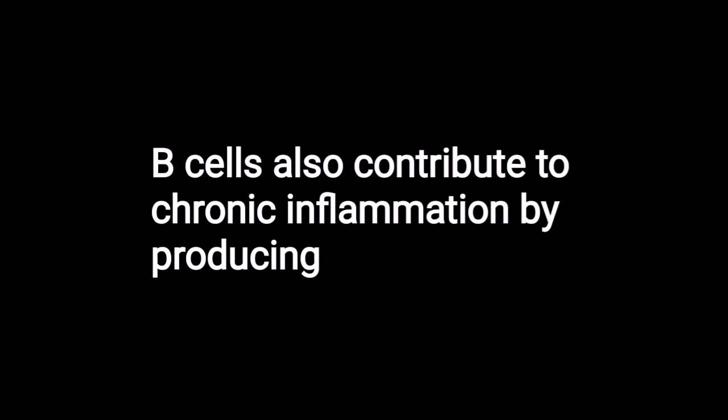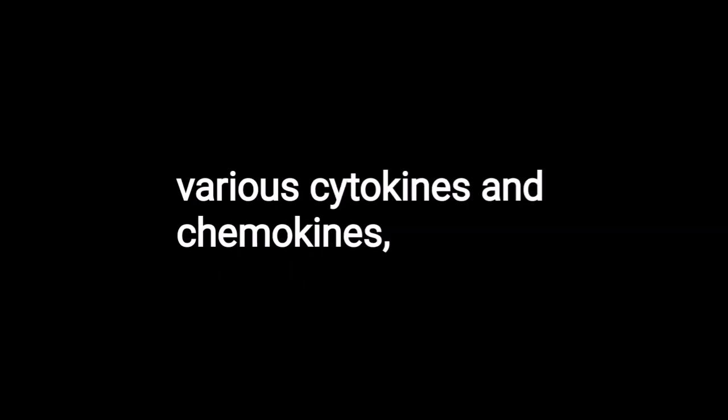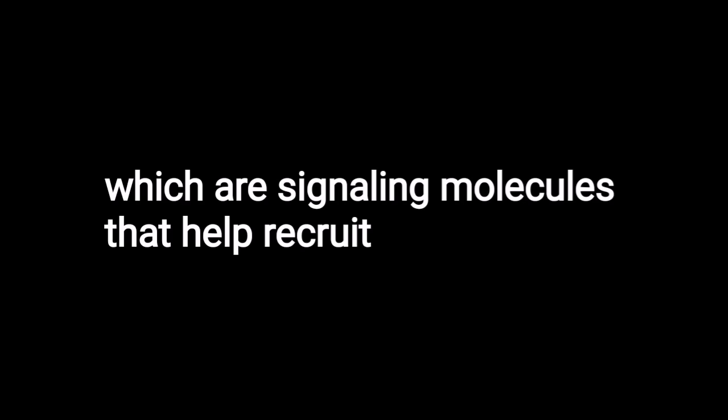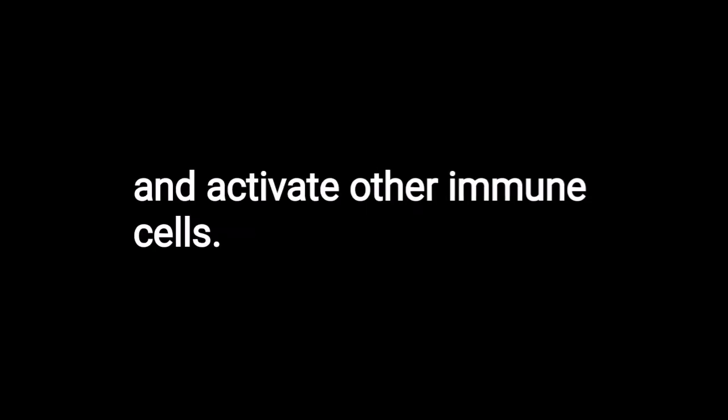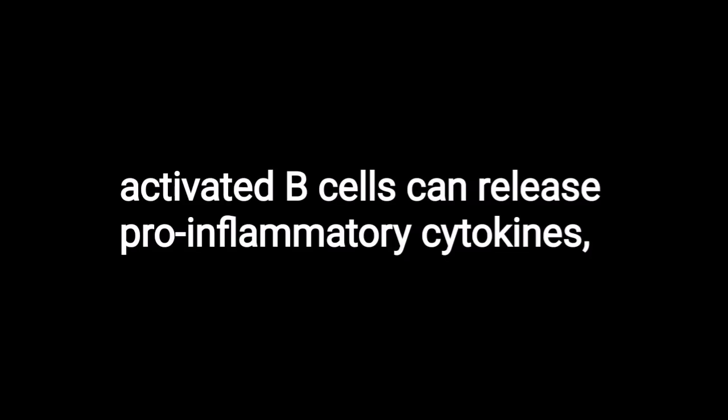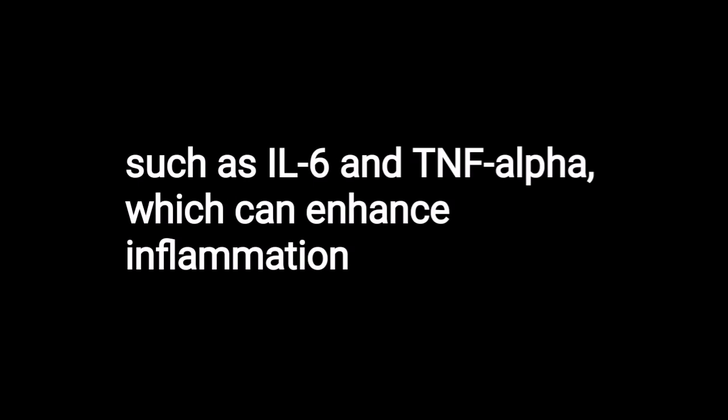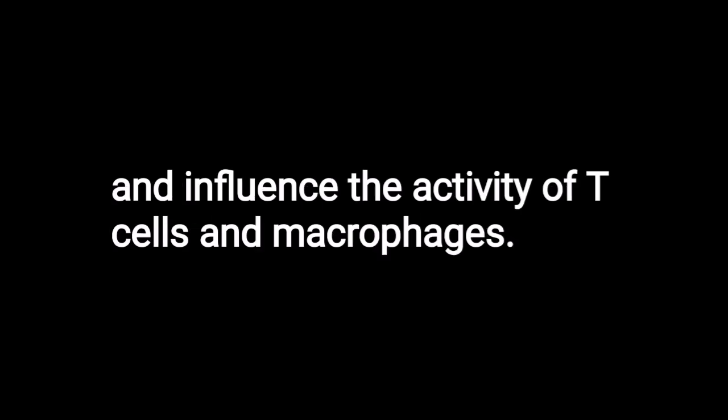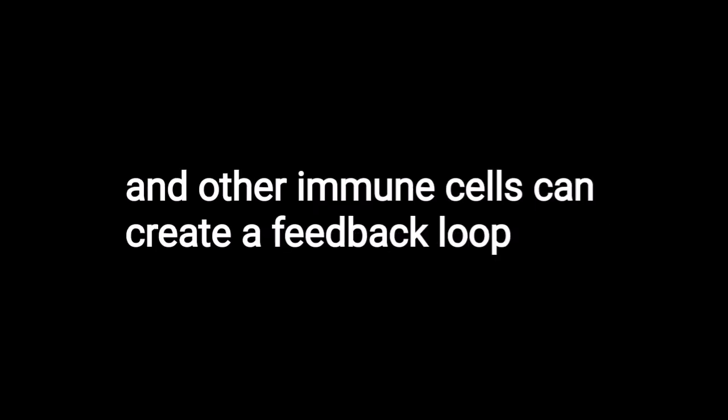B cells also contribute to chronic inflammation by producing various cytokines and chemokines, which are signaling molecules that help recruit and activate other immune cells. For instance, activated B cells can release pro-inflammatory cytokines, such as IL-6 and TNF-alpha, which can enhance inflammation and influence the activity of T cells and macrophages. This interplay between B cells and other immune cells can create a feedback loop that sustains chronic inflammation, leading to further tissue damage and dysfunction.